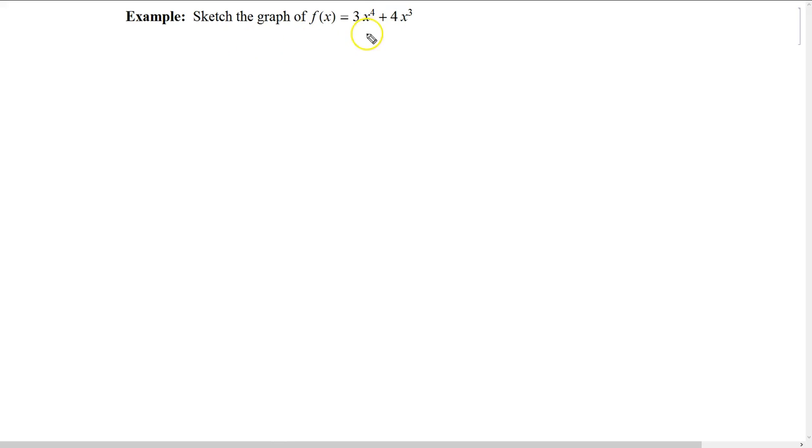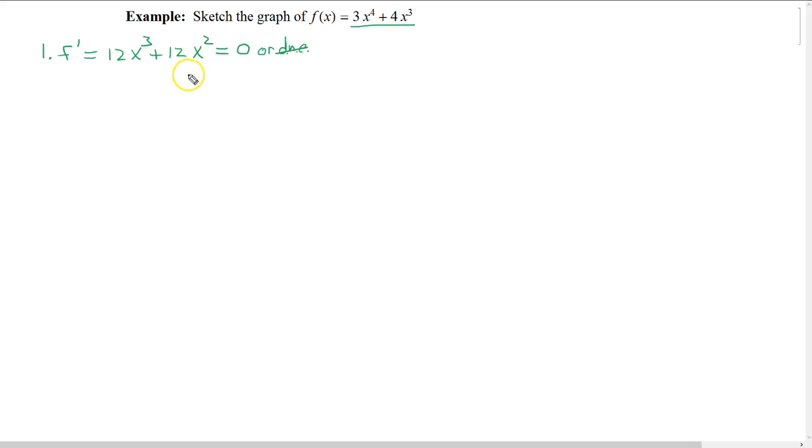So here we want to sketch the graph of the function 3x to the 4th plus 4x cubed. So, going through our guidelines, we first of all want to find where the function is increasing and decreasing. So we want to find where the first derivative is positive and negative. So we take the derivative, and we find where it is 0 or does not exist. Now of course for this one we don't need to worry about DNE because this is a polynomial.